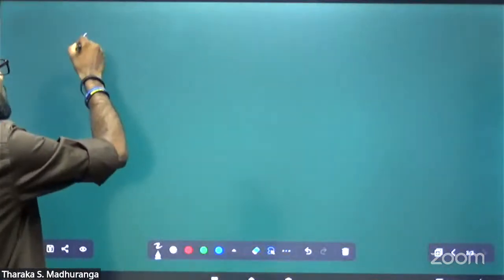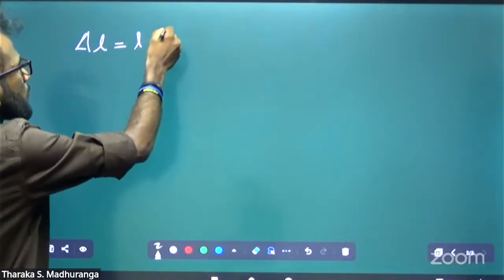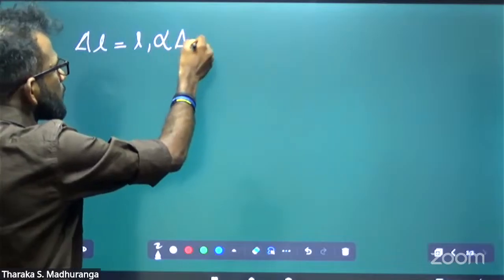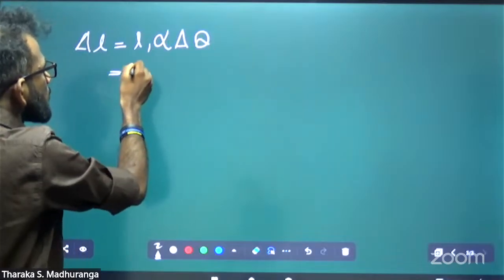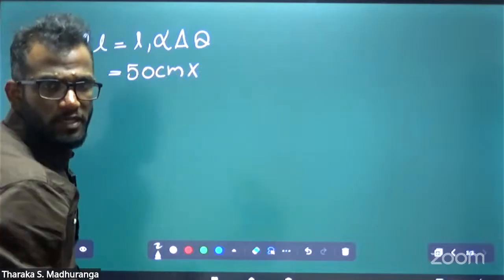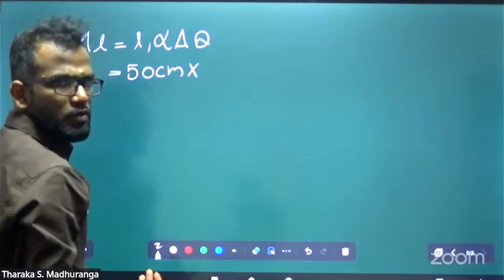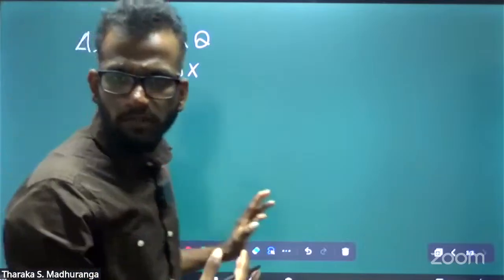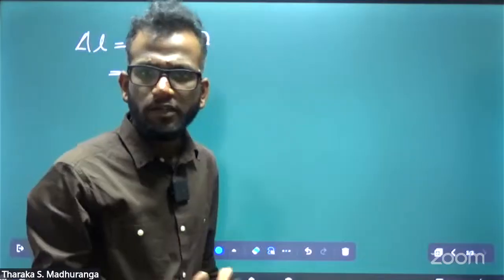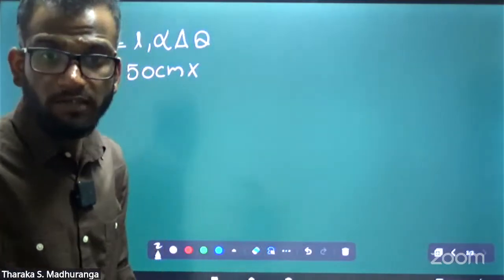The delta L equals L1 alpha delta theta, with L1 as 50 centimeters. Do we need to convert to meters? No need, because the answer comes in centimeters if you substitute in centimeters. If you substitute in meters, the answer comes in meters.